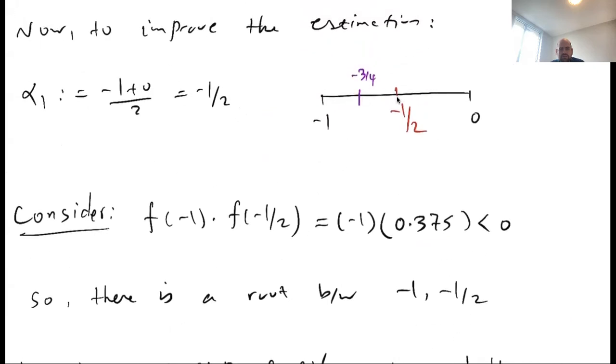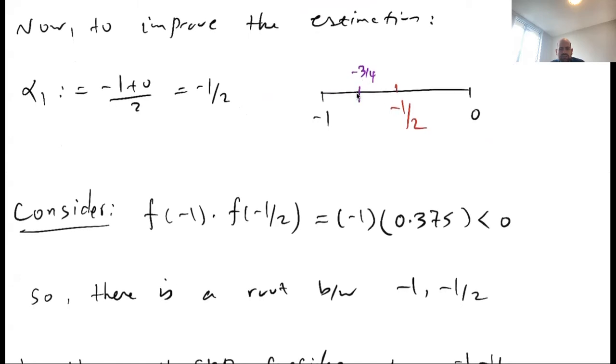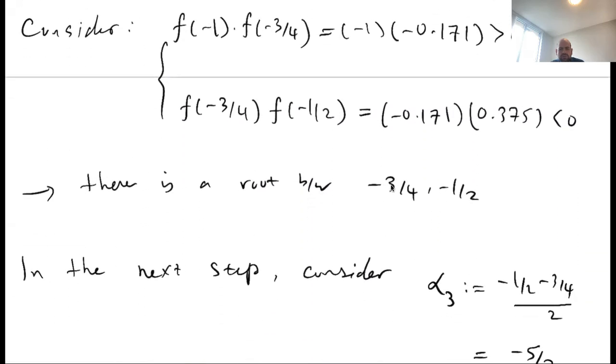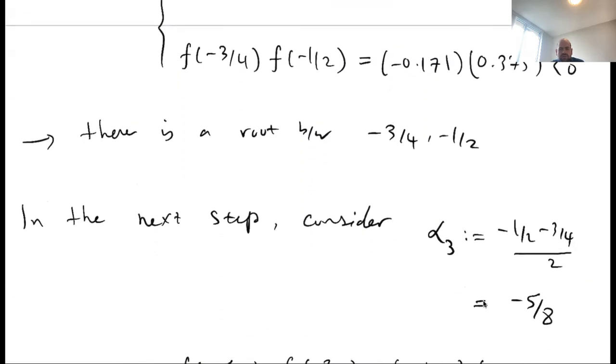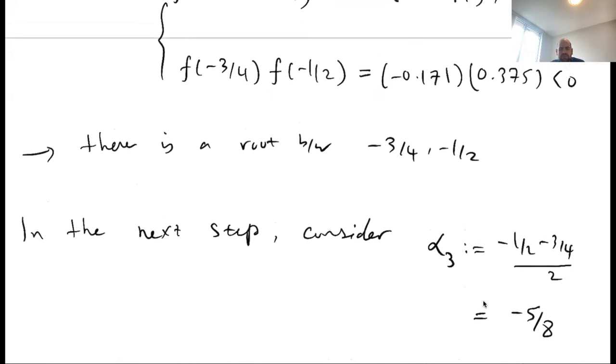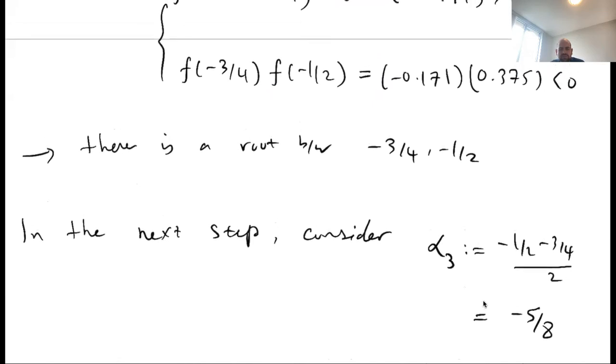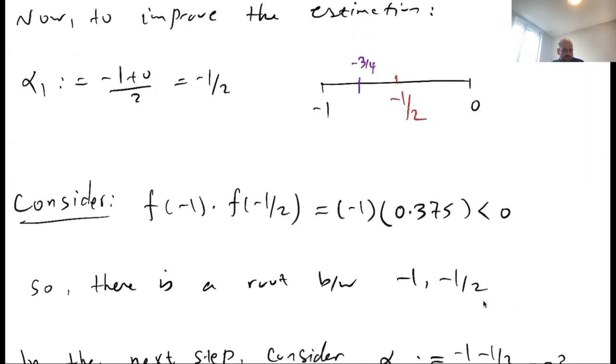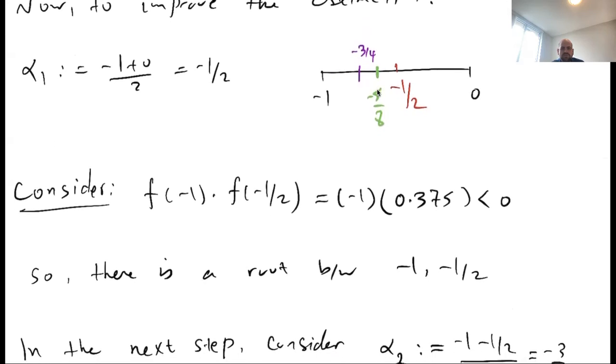If you want to narrow down further, we have to consider the average of these two numbers. Average of these two numbers is computed here. It's -5/8. -5/8 is the average of these two numbers. So let me show you here, -5/8. Again, the root could be from here to here or from here to here. So we have to consider f of -3/4 times f of -5/8.